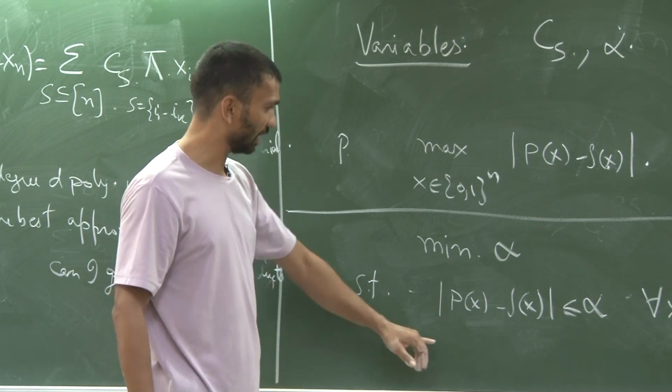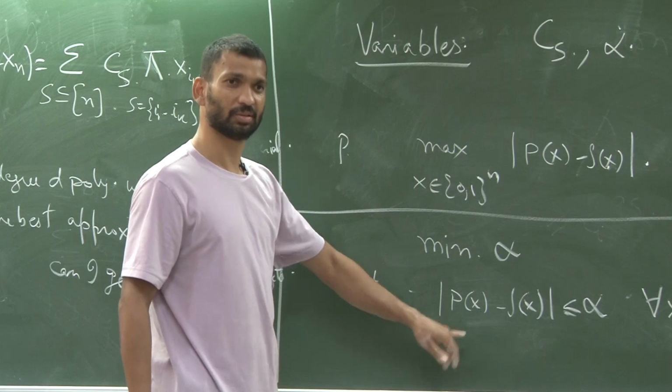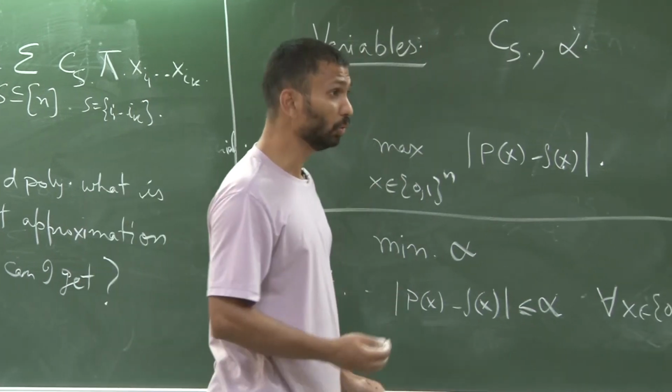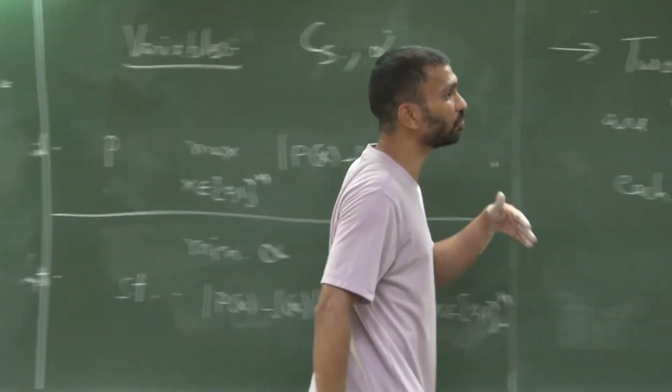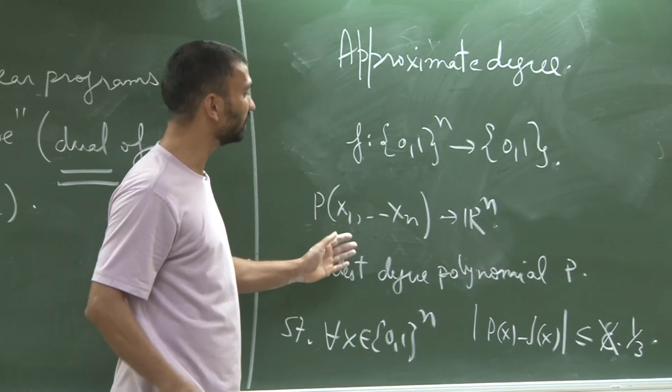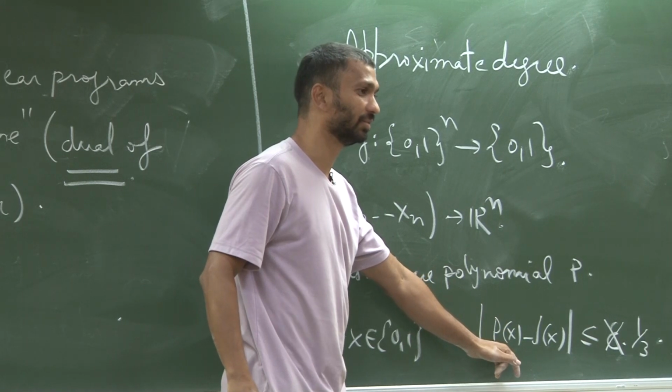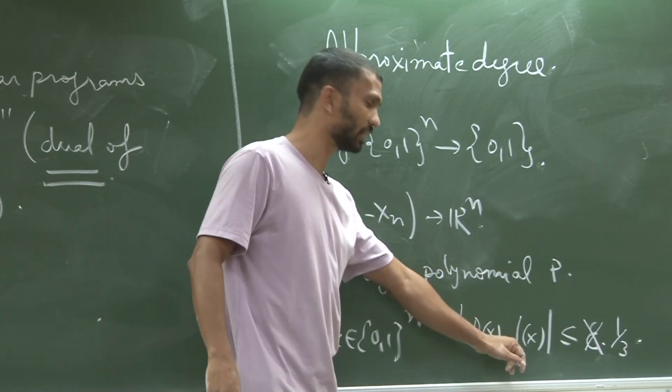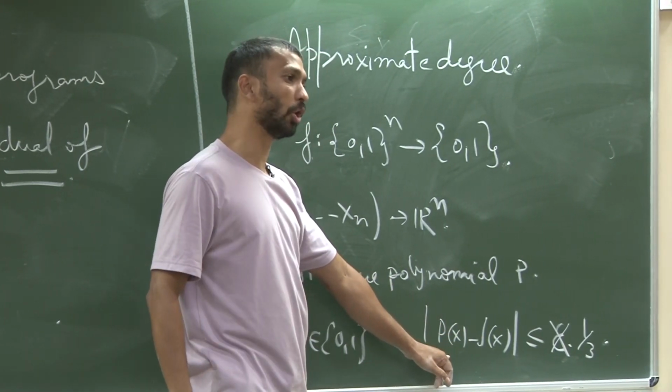Yes, but I haven't put the constraint that c_i is greater than or equal to 0. No, it won't. If it just was outputting 0 or 1, then the degree would be very high. The point is now it can even answer 0.9 and it is okay. If f(x) is 1, then I am fine with the polynomial outputting 0.9.